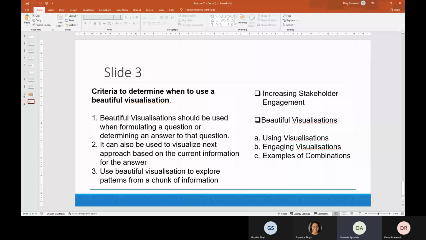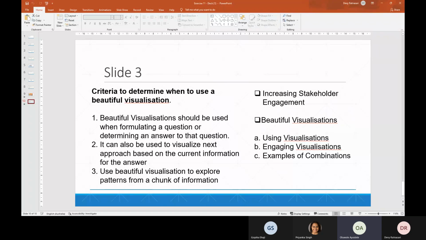So for slide 3, the question was the criteria to determine when to use a beautiful visualization. So the first one is, beautiful visualization should be used when formulating a question or determining an answer to the question. So stakeholders can use beautiful visualization when trying to formulate a question or trying to find an answer to that question. Number 2, it can also be used to visualize the next approach based on the current information for the answer.